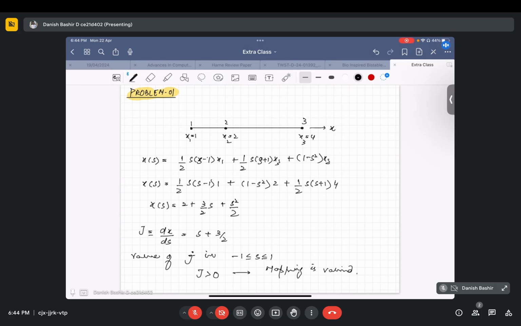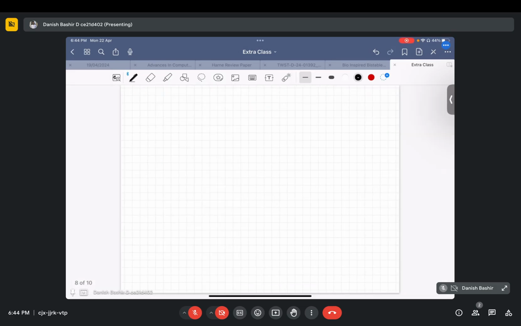Now for the second problem, the same problem, for example, if the middle node was at some other distance. So here x1 is 1, x2 is 1.25, and x3 is 4, for nodes 1, 2 and 3.